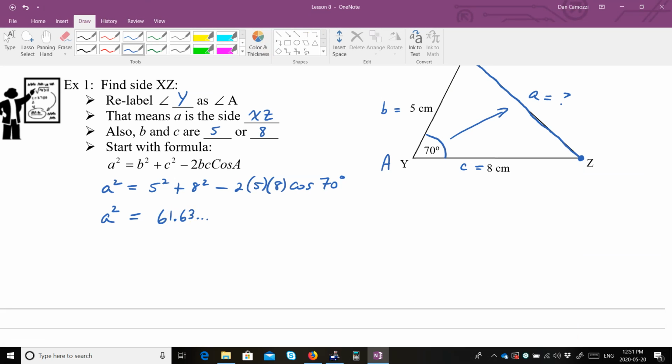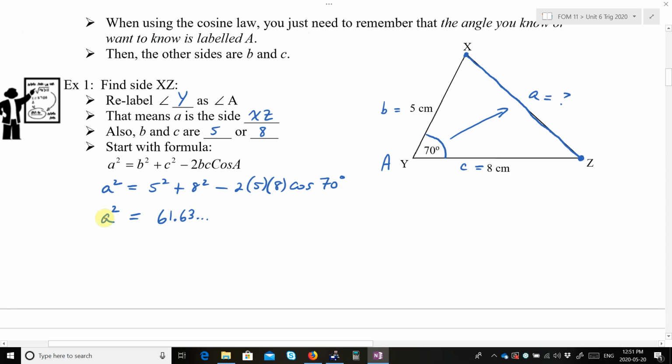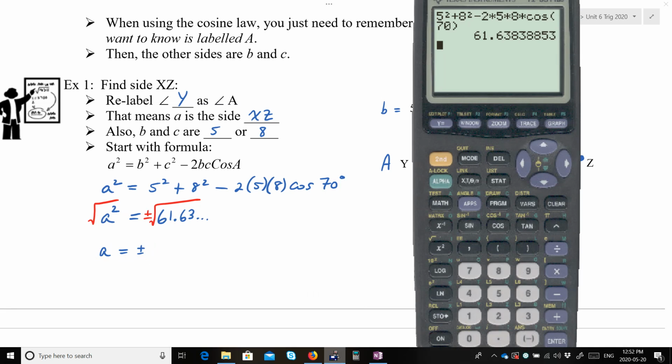And of course, how do we get A by itself? When we have an A squared sort of equation, you have to square root both sides. Mathematically, the plus or minus answer could work. The square root of A squared is A, and the answer that we get for A is plus or minus.